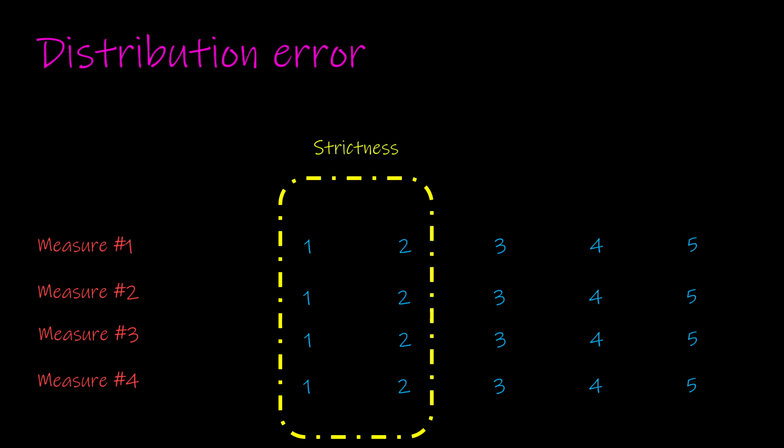Now, there are managers who take great pride in evaluating their employees very difficultly and not giving out a lot of high evaluation scores. And often they may have a lot of their scores on evaluations ranging in that 1 to 2 area. That would be an example of a distribution error due to strictness.